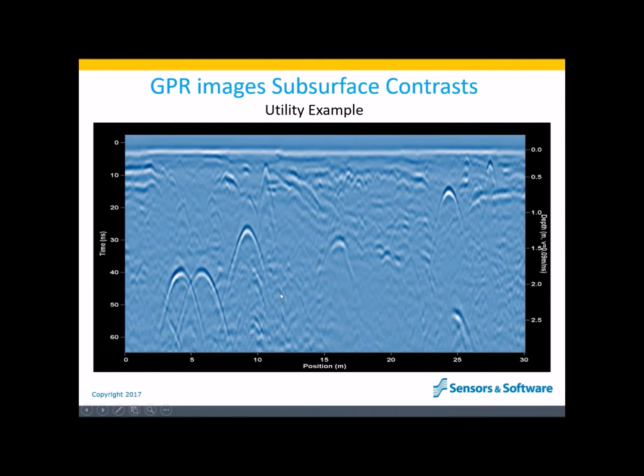Look at this image from a contrast perspective. Here are strong hyperbolas. Here's a weak hyperbola. Here's a strong hyperbola that is deeper than a weaker, shallower hyperbola. There's information in these observations that will help you interpret your GPR data better.